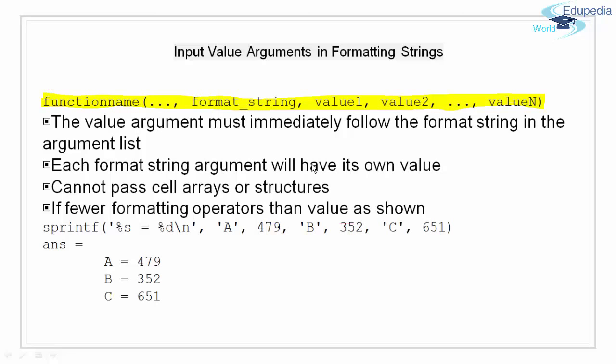If fewer formatting operators are used, as shown in blue, then MATLAB reuses the operators on the additional values. The line in blue shows how two formatting operators are used to insert 6 values into the string. So using the same %s and %d formatting operators, we have inserted 6 values: a equal to 479, b equal to 352 and c equal to 651.